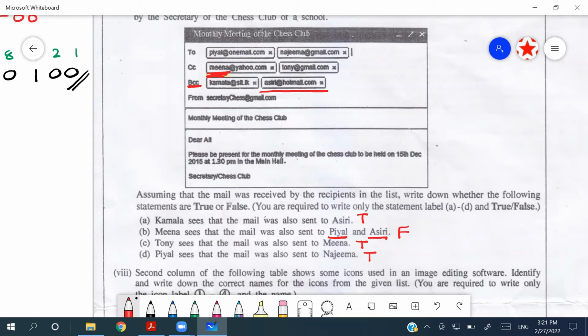Great. Thanks. So yes, it's true, false, true, true.